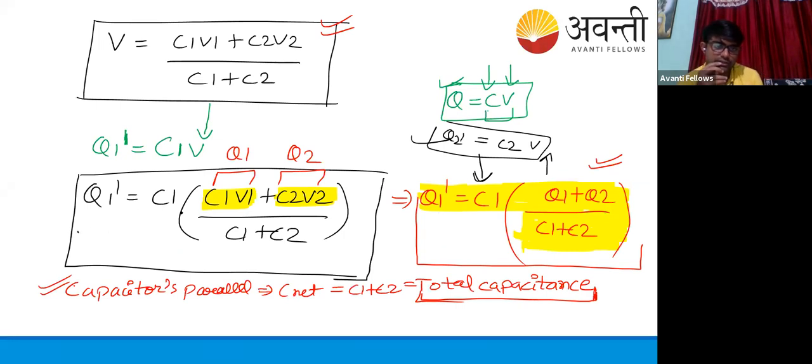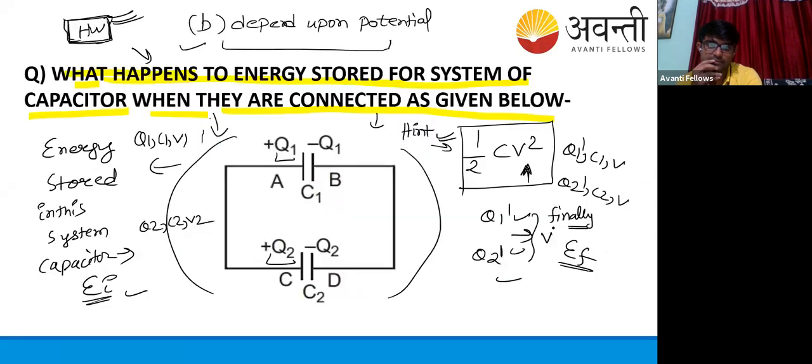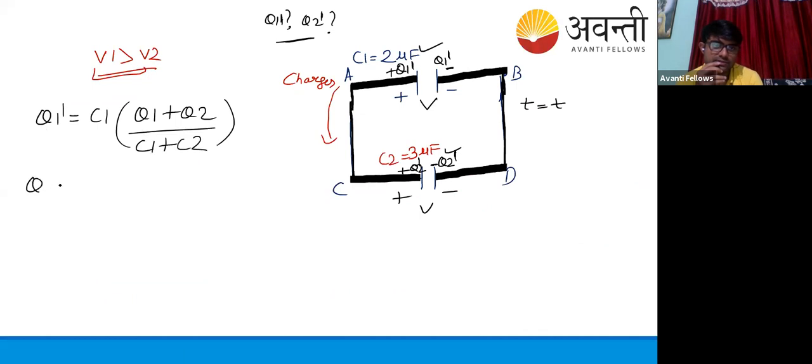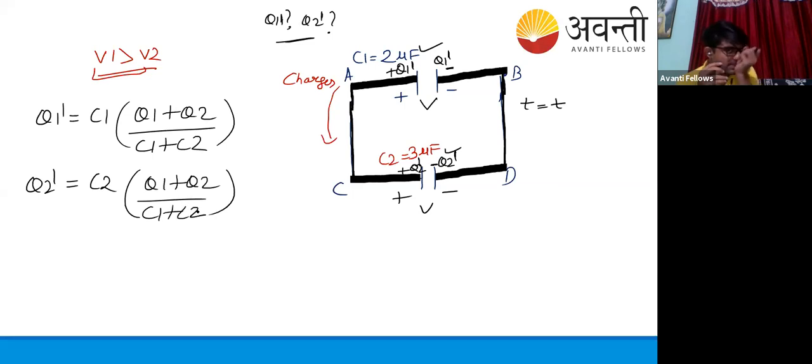Q1 dash is C1, use the compact form. I told you the compact form. This is the compact form: Q1 dash is C1 into Q1 plus Q2 upon C1 plus C2. This I will use. So Q1 dash will be equal to C1 into Q1 plus Q2 upon C1 plus C2, and Q2 dash, which we need to find out also, is equal to C2 into Q1 plus Q2 upon C1 plus C2. Just substitute the values and you will get the answer.